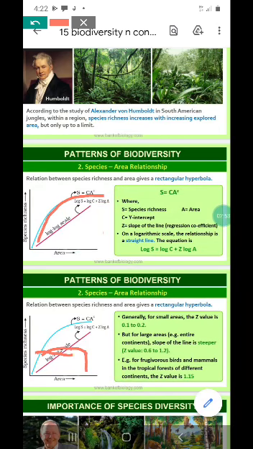So this is the species area richness. If you take a larger area, the slope becomes like this, right? Then for a still larger area, it may be like this. So this may be a steeper line. So the Z value comes to 0.6 to 1.2. For example, for frugivorous birds and mammals in the tropical forests of different continents, the Z value is 1.15.